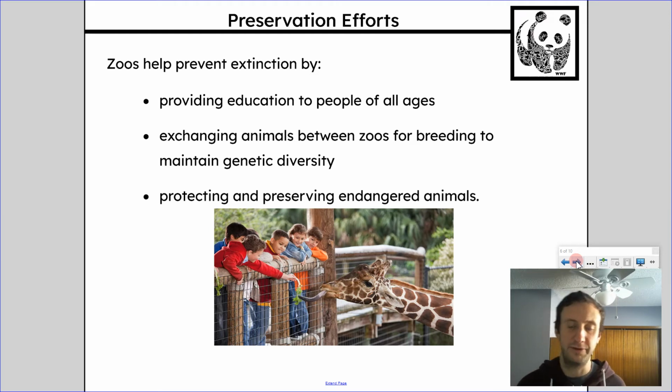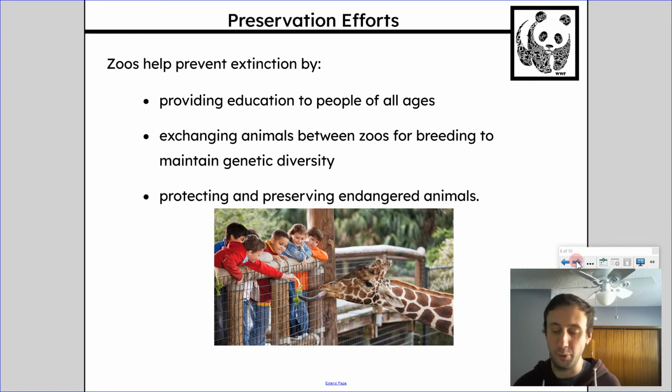And zoos can be somewhat controversial, but what zoos do that is fantastic is they provide education to people of all ages. We've gone to the Calgary Zoo, Crescent Heights, quite a few different times to see their programs and see the animals, and it's always been a great experience. Really, really good going to the zoo. So yes, they provide education to people of all ages, exchanging animals between zoos for breeding to maintain genetic diversity.